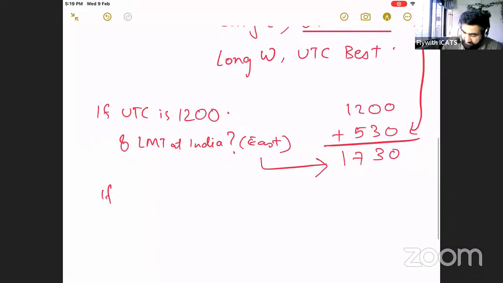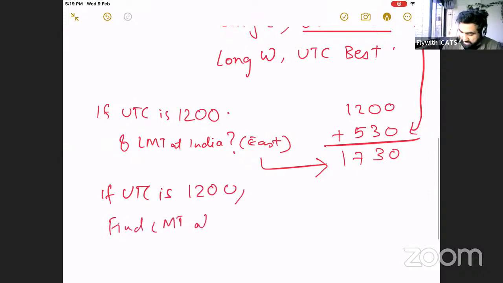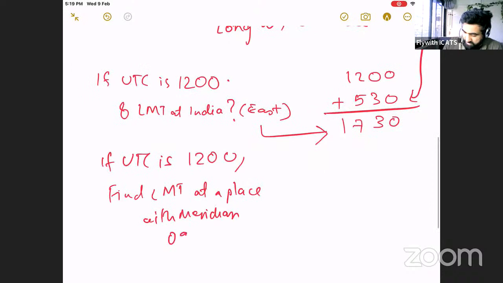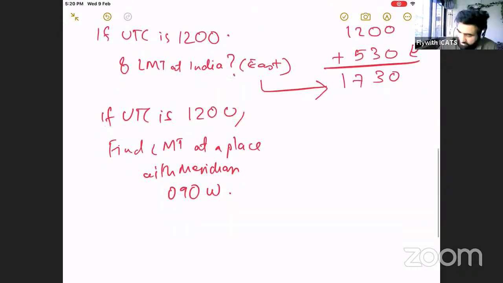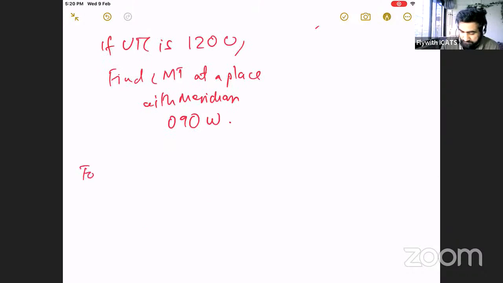And if UTC is 1200, find LMT at a place with meridian 0900 west. Now, students, there are multiple ways to talk about a solution to this. How will you do it? The formula. What is the formula, students, given yesterday?